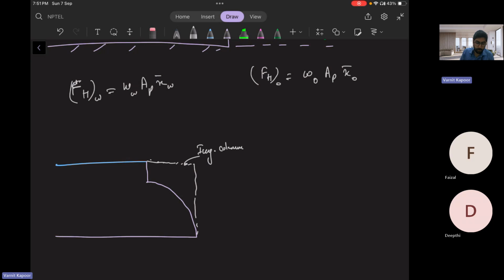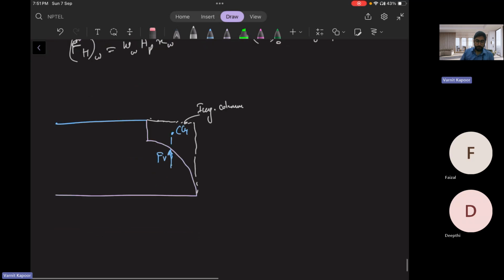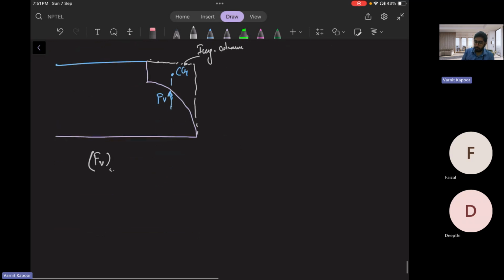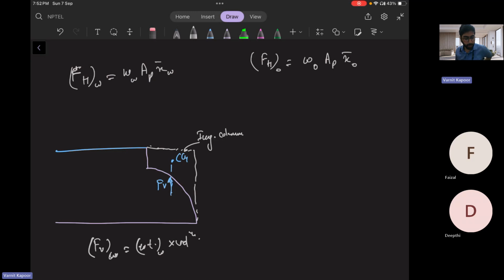Imaginary column. Okay. And again, center of gravity, suppose is here. So this will be FV, which will be equal to the weight. So FV of water is weight of water into volume. And suppose the other side oil is there. So this is how much? Radius. Okay. This is equal to radius only.